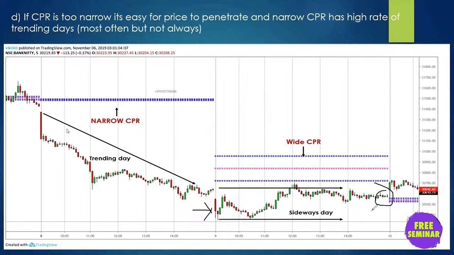That option would have become almost 0, because a wide CPR means you should have thought it may be a sideways day. Now another thing: a trending day can give you huge profit potential, because the market keeps going down, and if you bought a put option, you could have made a huge profit. But on sideways days, it didn't go down, and if you bought an out of the money put option on an expiry day, you would have lost.